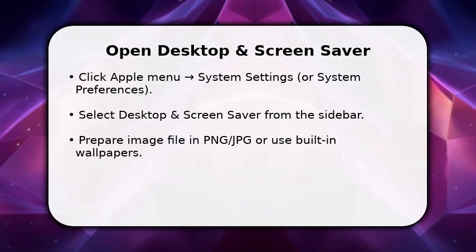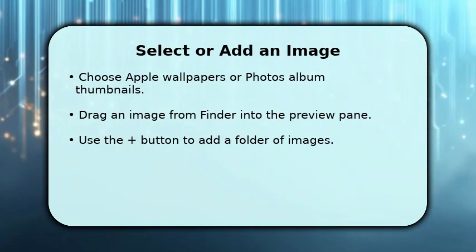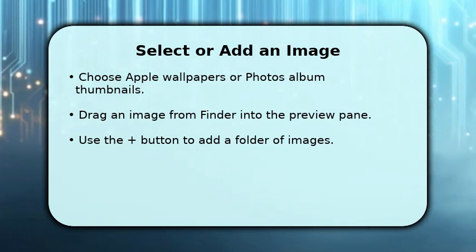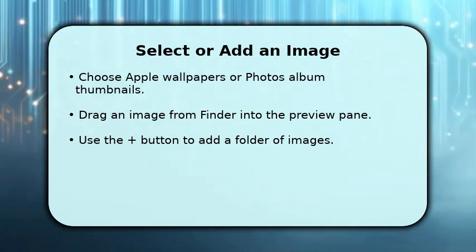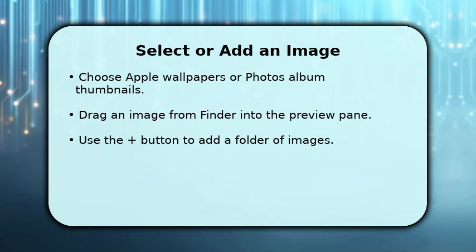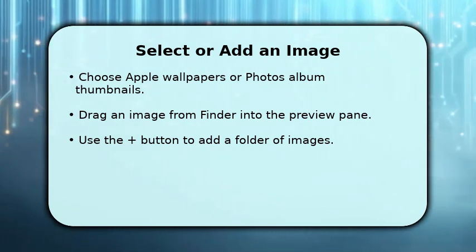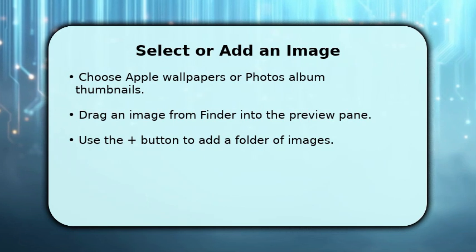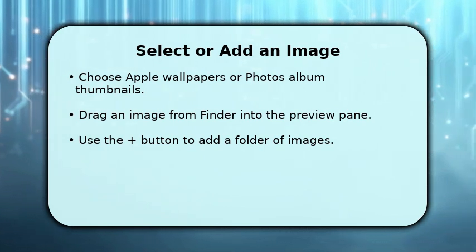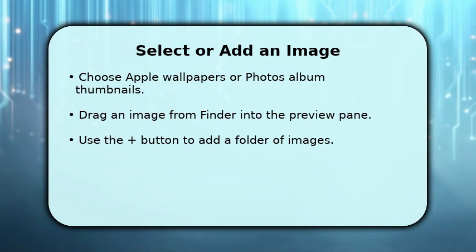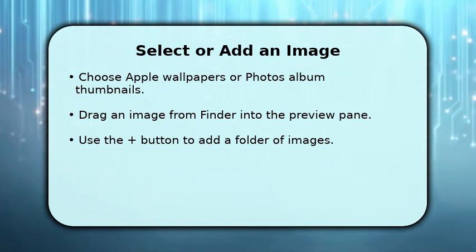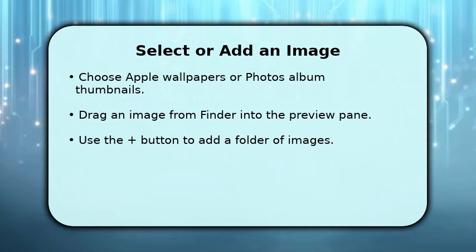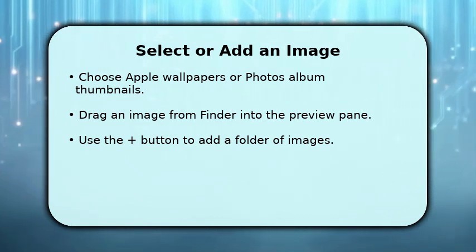Now you choose the image and method to set it. Click any built-in wallpaper or open Photos to pick an album and thumbnail. Doing that applies the image instantly so you can preview results. If your image is in Finder, drag it into the desktop preview area or click the plus button to add a folder containing multiple images. Once done, adjust fit options, fill, fit, stretch, so the image scales correctly. This ensures the background looks intentional rather than cropped or pixelated.